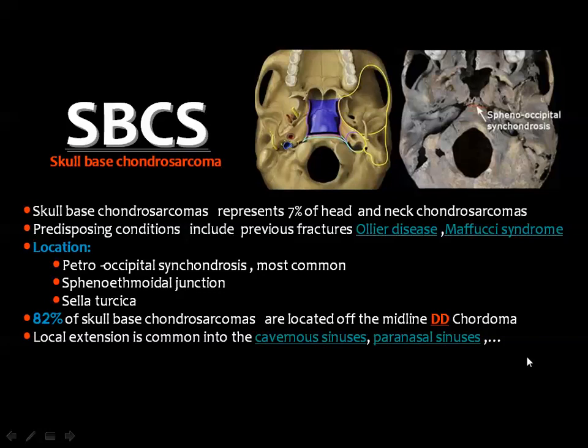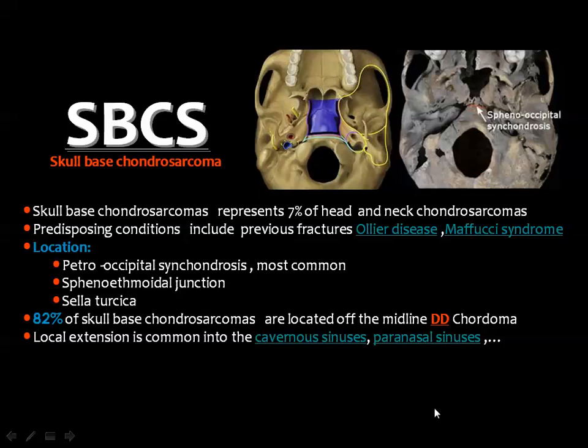And you remember we have mentioned some words about the skull base chondrosarcoma, and we said that it represents about 7% of the head and neck chondrosarcoma, and there are some predisposing conditions like Ollier and Maffucci syndrome, and the most common location is the spheno-occipital synchondrosis, the suture between the sphenoid and the occipital bones, and it may be seen also in the sphenoethmoidal junction or in the region of the sella turcica.